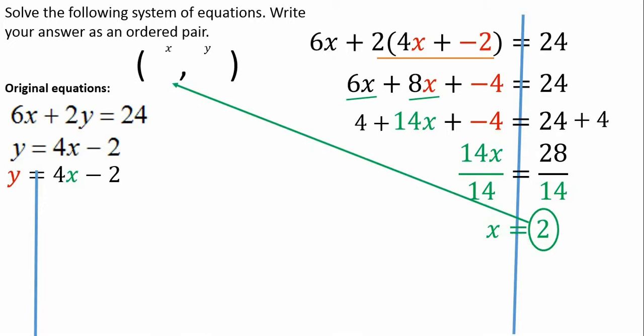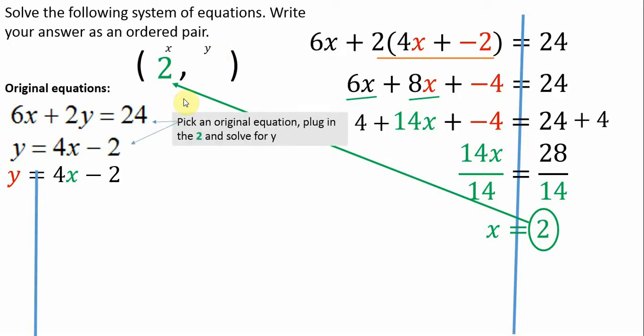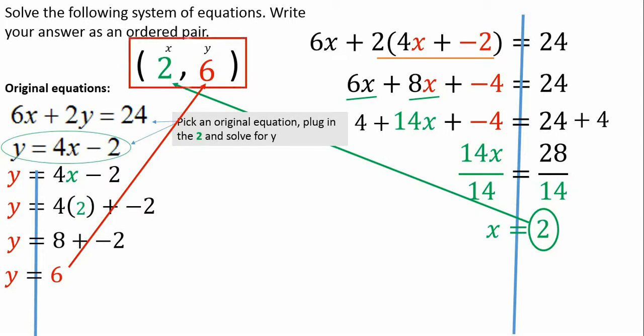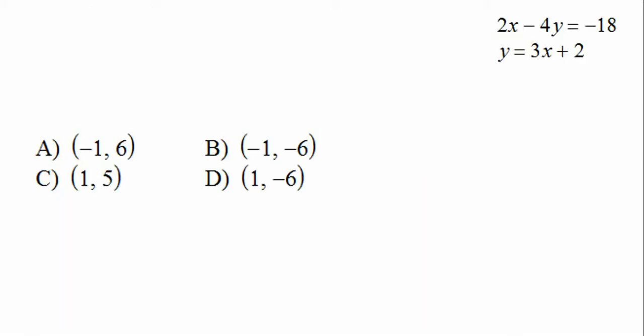Then what I'm going to do is I'm going to take my x equals 2. I'm going to put it into my ordered pair, right there. Now I know that I'm not done yet. Got to solve for y. I'm going to pick an original equation, plug in the 2, and solve for y. 4 times 2 is 8. 8 plus negative 2 is 6. Take my 6, put it in for y. That's my solution. Try this one on your own.